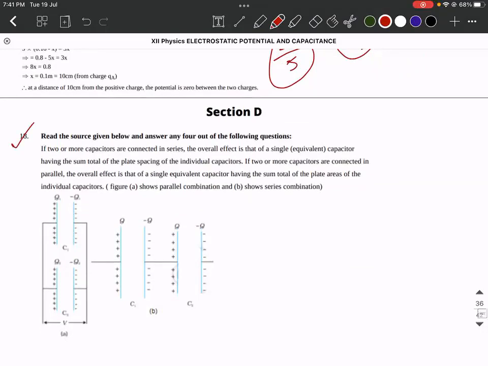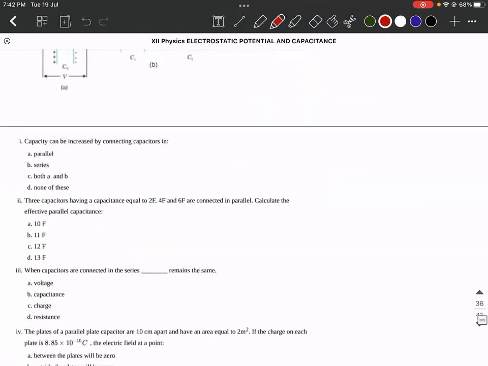18th one. If two or more capacitors are connected in series, the overall effect is that of a single equivalent capacitor having the sum total of the plate spacing of the individual capacitors. If two or more capacitors are connected in parallel, the overall effect is that of a single equivalent capacitor having the sum total of the plate areas of the individual capacitors. Capacity can be increased by connecting capacitors in parallel.